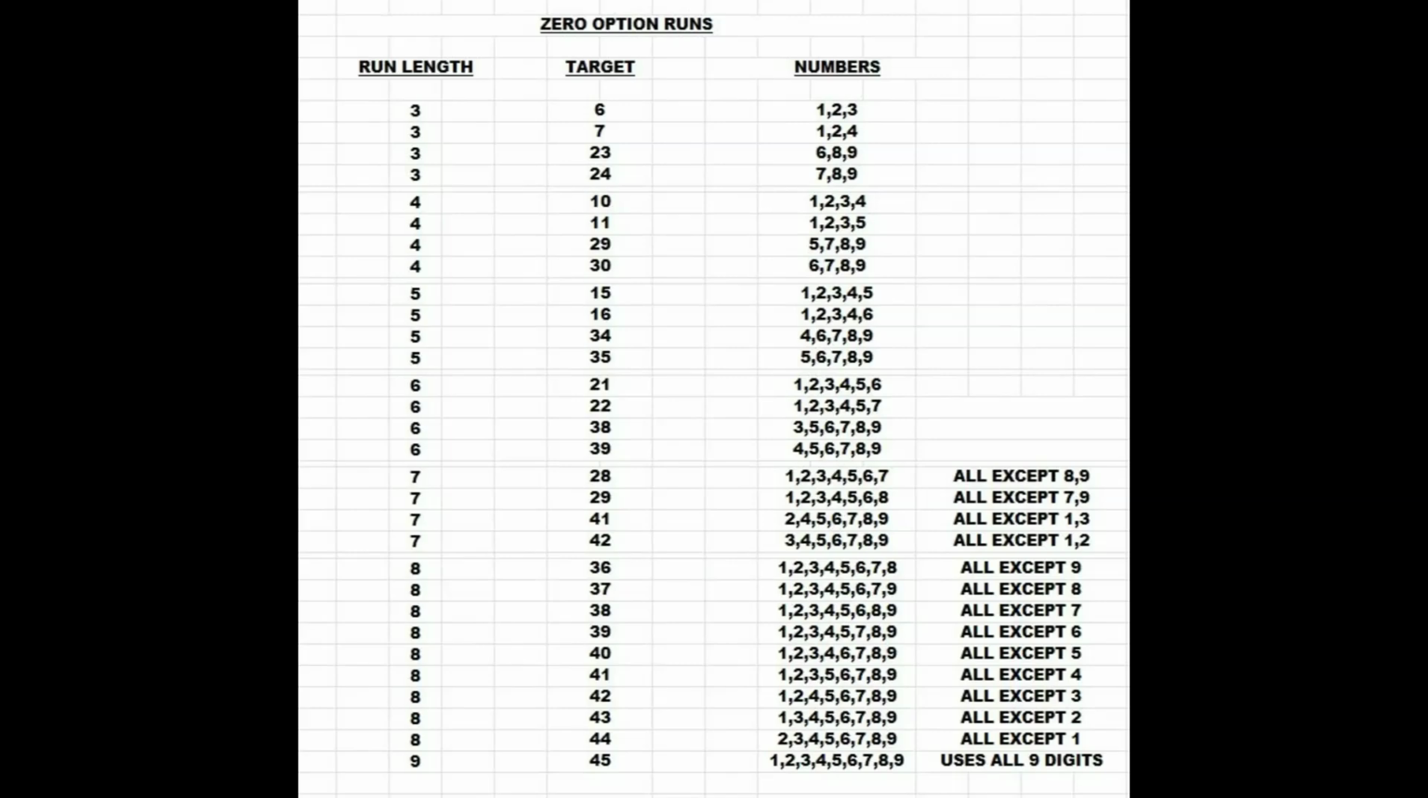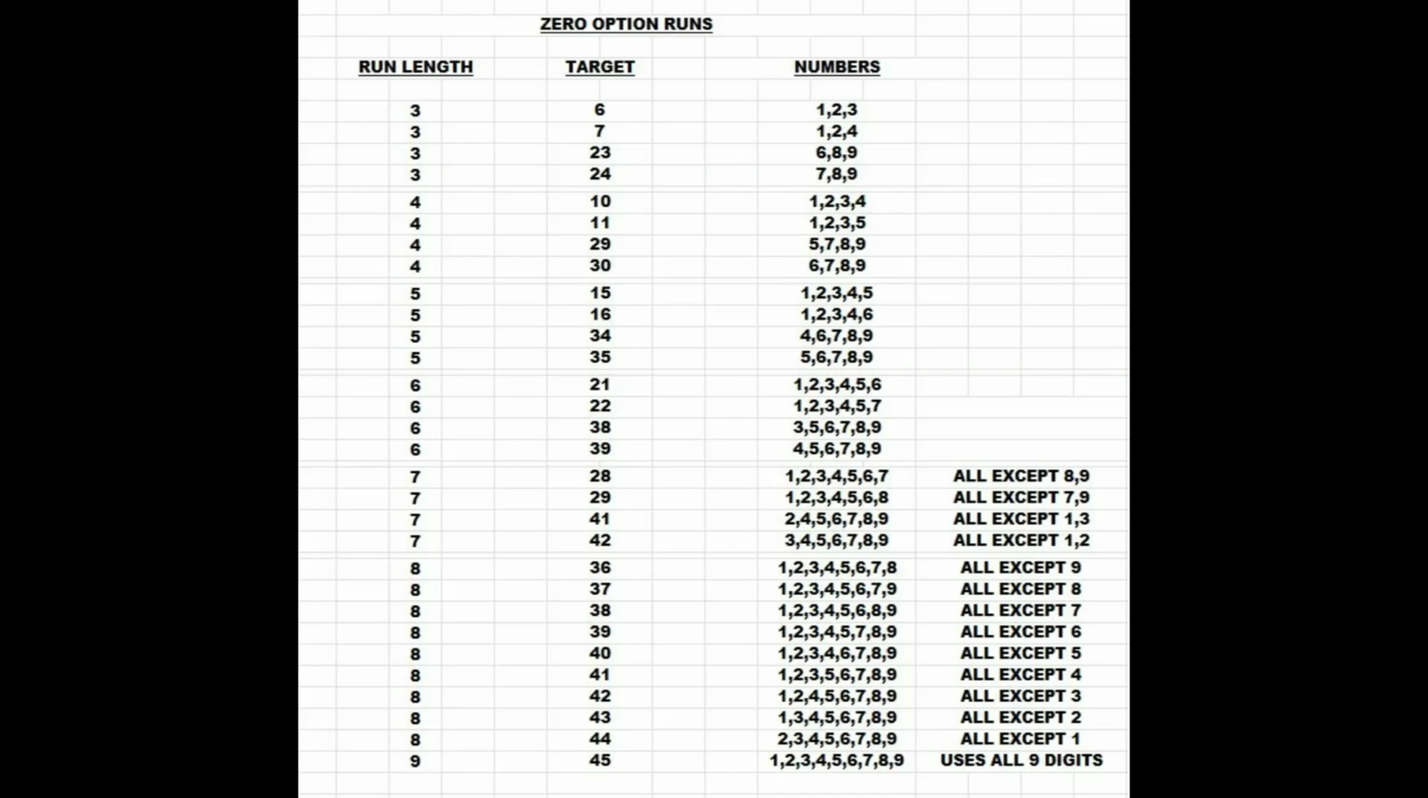Okay, this second chart that I want to show you, as you can see from the screen here, it's headed as the zero option runs. Now, what this just explains to you is that in the left-hand column, the length of the runs, in other words, we're just looking for three numbers from the top that add up to 6. There are no other options. It can only be 1, 2, and 3. All you've got to do is work out which order that they go in.